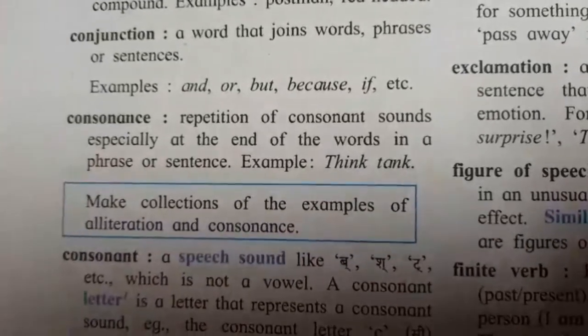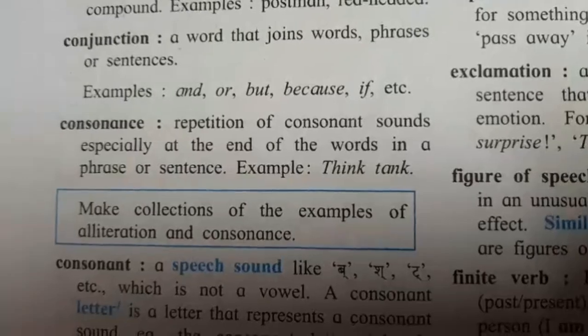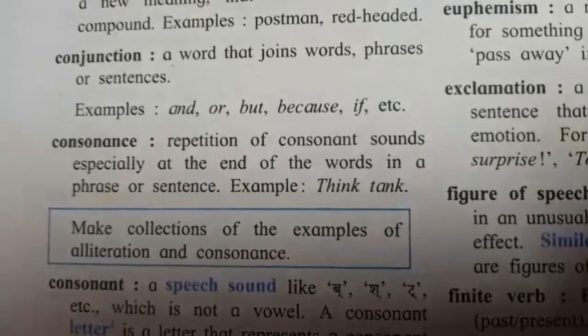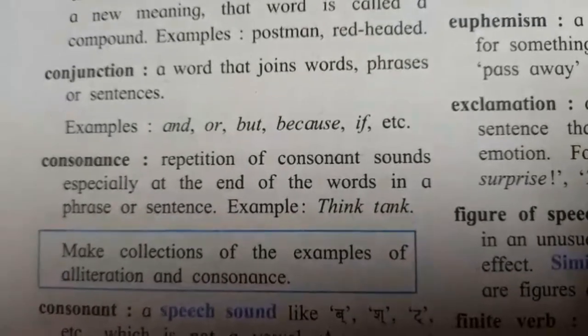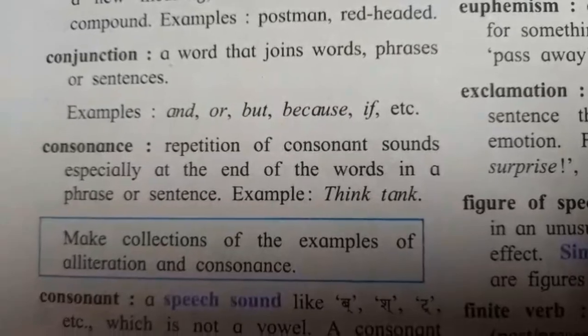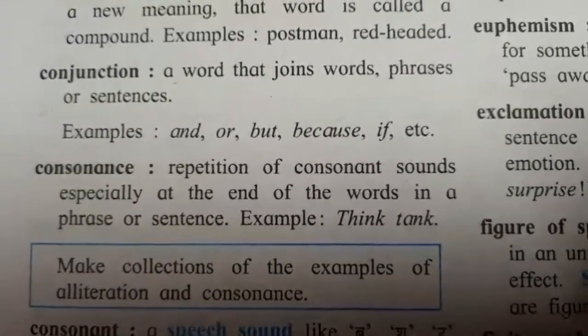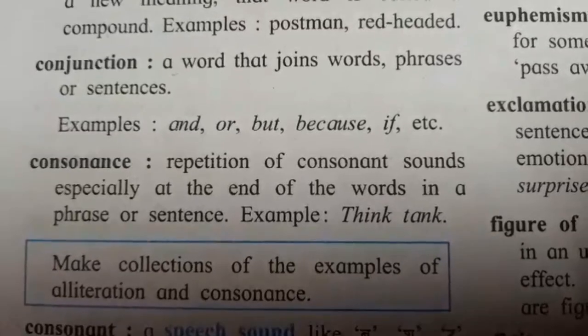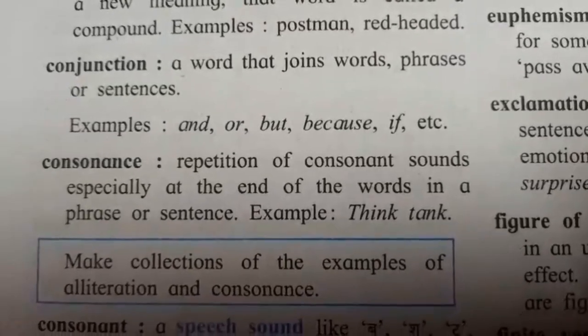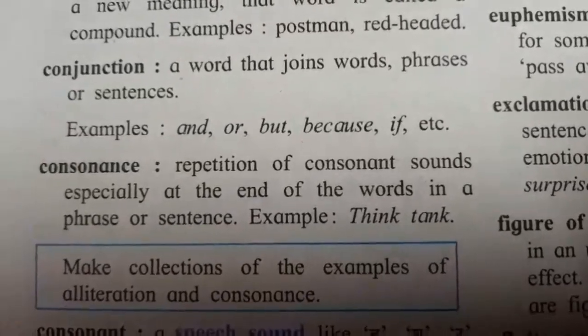Now we're going to look at consonance. Consonance is a repetition of the consonant sounds, especially at the ends of the words in a phrase or sentence. Example, think, thank. So you guys can make a collection of examples of alliteration and consonance and you can comment down.